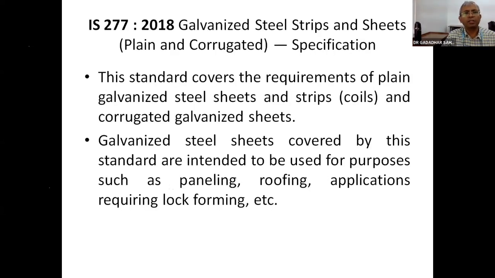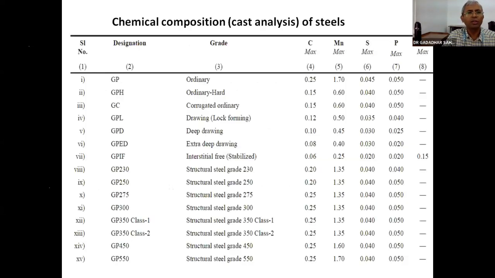Coming quickly, this IS 277-2018 standard covers requirements for plain galvanized steel sheets and strips and corrugated galvanized sheets. These galvanized steel sheets covered by this standard are intended to be used for purposes such as paneling and roofing applications, whatever I told you right now. If you see the chemical composition, different grades' chemistry is given here, maximum chemistry. So if you need to certify, it must be within this limit.